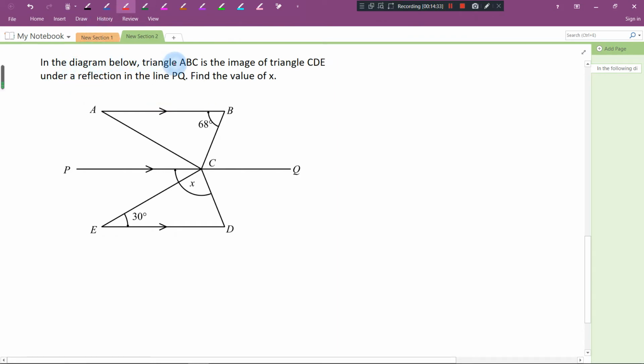In the diagram below, triangle ABC is the image of triangle CDE. Okay, let me start again. In the diagram below, triangle ABC is the image of triangle CDE under a reflection in the line PQ. So this is the axis of reflection.